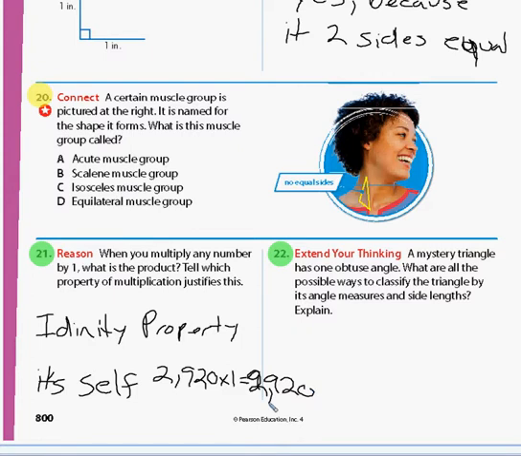Okay, and number 22. A mystery triangle has one obtuse angle. What are all the possible ways to classify the triangle by its angle measure and by its side length, and explain? So we've got an obtuse triangle.